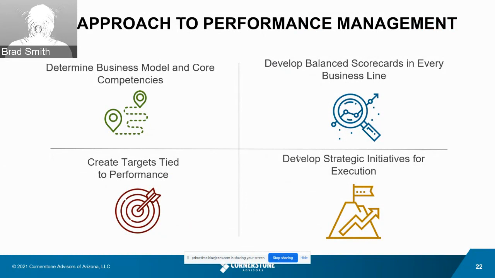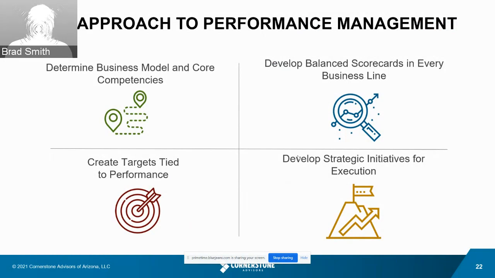For those of you that know Cornerstone's blog, Gonzo Banker, we talk about being Gonzo, which is taking a little different look at the data, a little different look at what's successful in banks today. So the Gonzo approach to performance management is really based on 4 broad themes. The first is determining or confirming your business model and core competencies. What do you want to be great at?